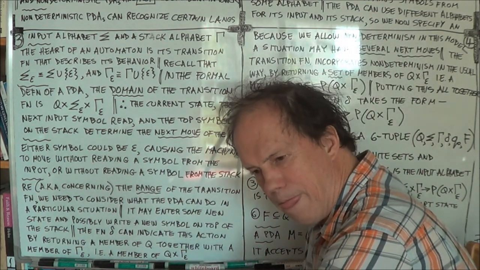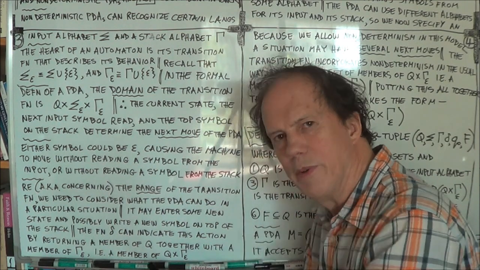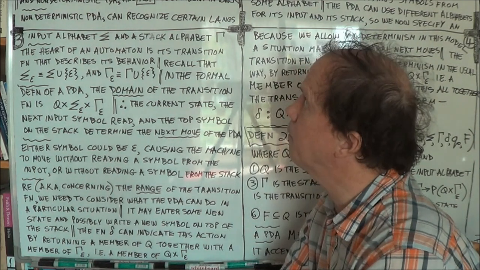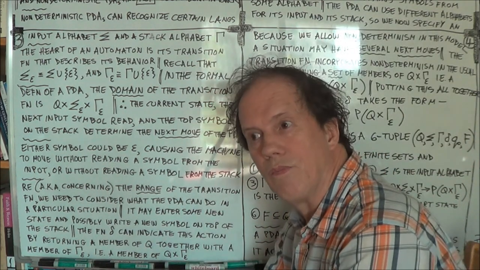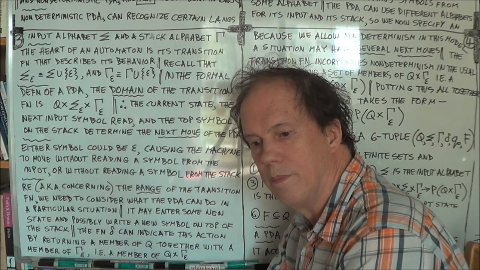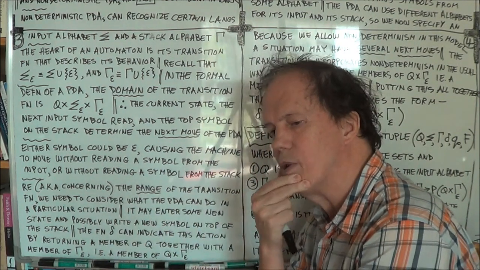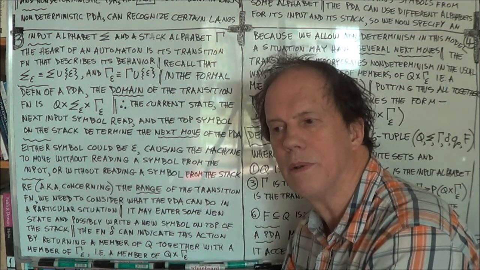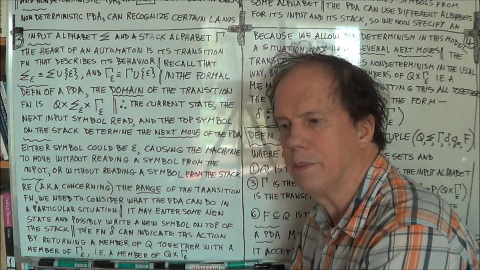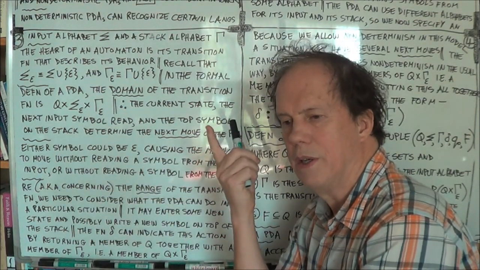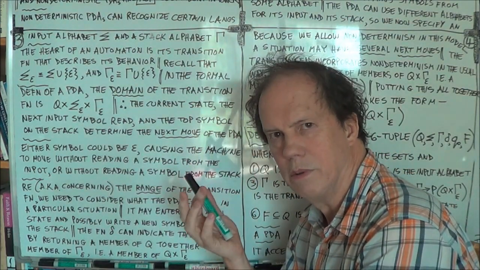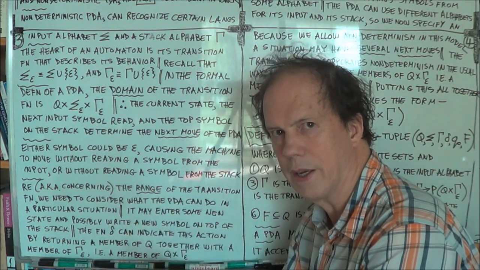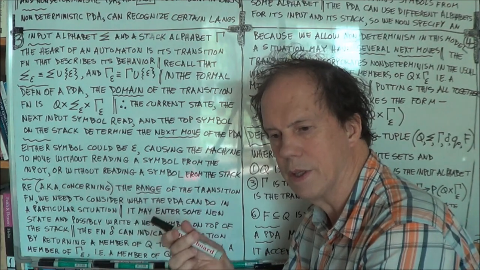All right. So summarising a little bit before we get into the formal definition, the three input parameters to your transition function will be the current state, the current input string symbol being read, and the current symbol at the top of the stack. So there's three things.